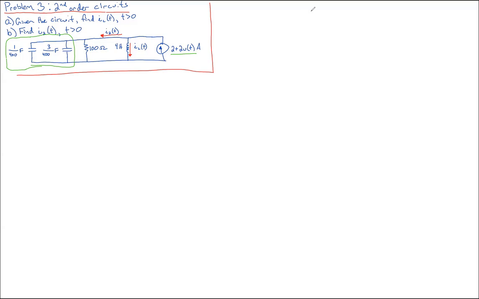And the very first step, before we do anything else, is to simplify these capacitors. So capacitors in series work like resistors in parallel. Capacitors in parallel, though, just add. So we can add 1 over 400 and 3 over 400 to get 4 over 400, which is the same thing as 1/100th farad.